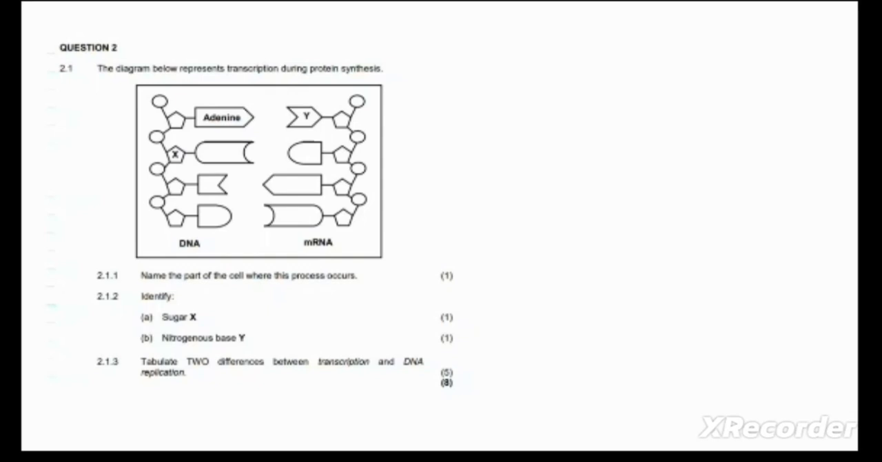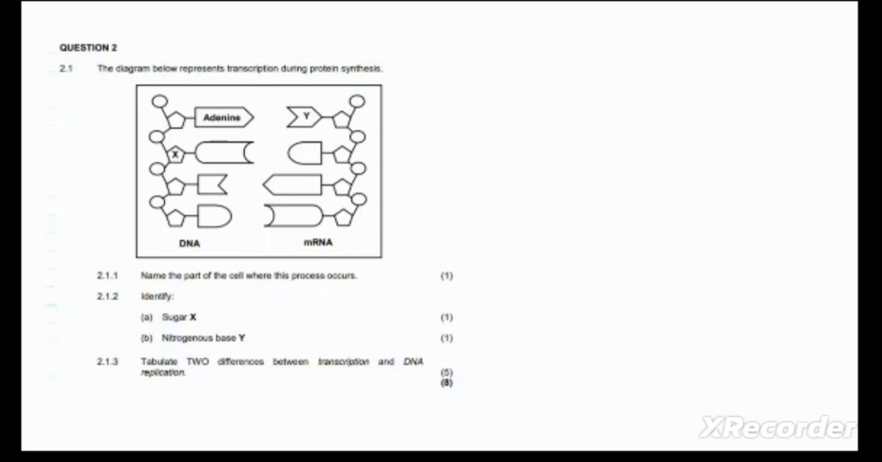The diagram looks like it's showing a transcription, but this looks like a DNA molecule only with the nitrogenous pairing, right? But if you look at the diagram very well, they have written mRNA also. So you just have to take note of that. I think the examiner was just trying to confuse us here.